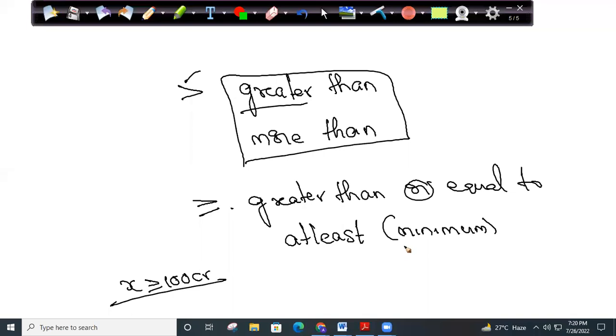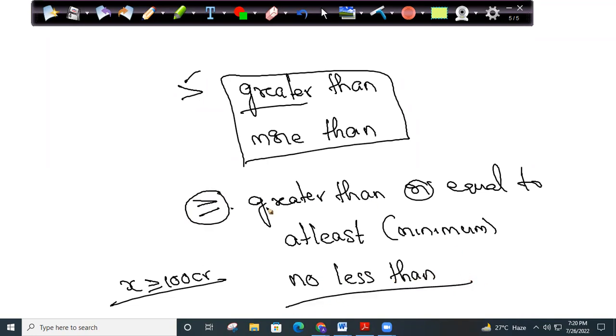You can also say no less than. If I say I have no less than 10 chocolates with me, it is greater than or equal to. Simple. No less than means greater than or equal to. No more than means less than or equal to. These are the words that will help you convert English statements into mathematical equations, or inequations. So just keep track of them, most important whenever you are solving any word problems.